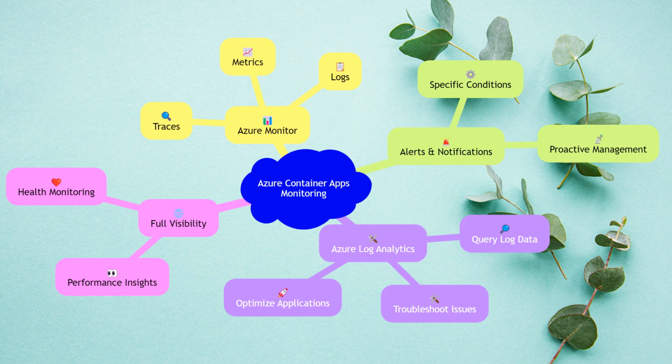You can collect and analyze metrics, logs, and traces from your containerized applications, gaining insights into their performance and health. Azure Monitor allows you to set up alerts and notifications based on specific conditions, enabling proactive management of your applications. Additionally, you can use Azure Log Analytics to query and analyze log data, helping you troubleshoot issues and optimize your applications. This integrated monitoring and logging capability ensures that you have full visibility into your containerized applications.